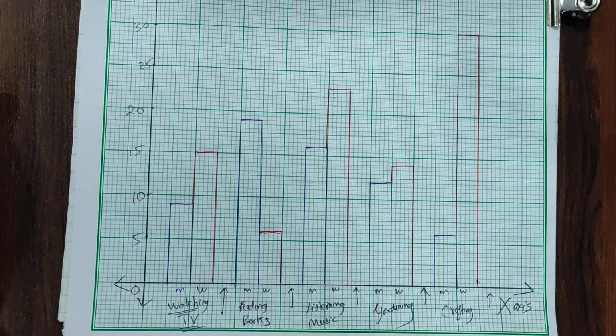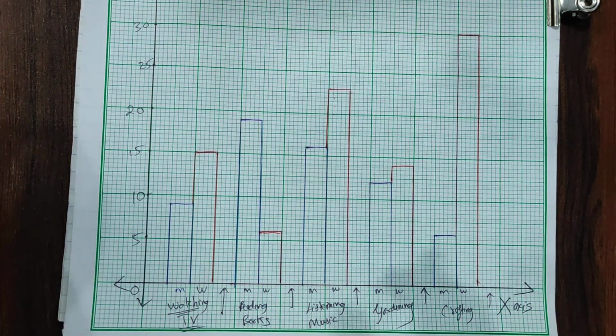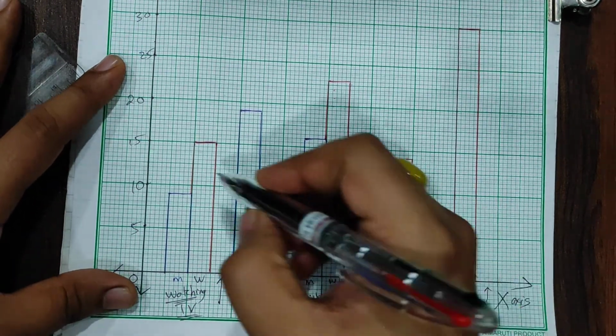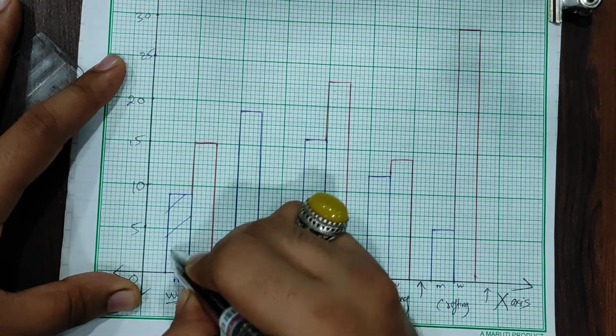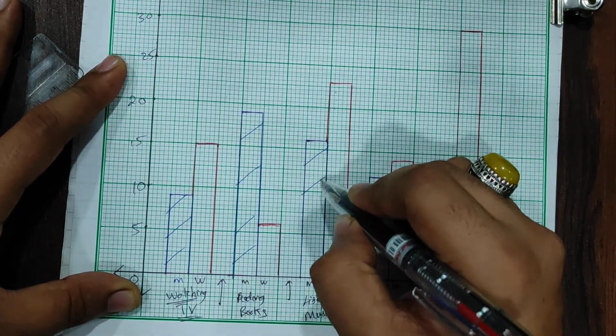Just to distinguish, I have taken 2 different colors. As I told you, it's strictly prohibited to do anything with the pen. So how will you distinguish between the 2? Okay, now you can shade any one of them. So I am deciding to shade this man bar like this.